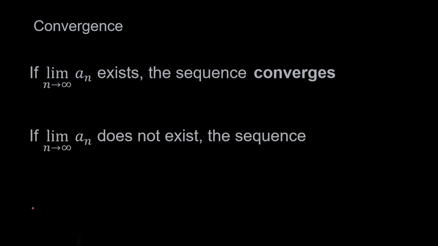Conversely, if the limit of our sequence as n approaches infinity does not exist, then the sequence diverges. So this is the basic idea, the basic definition of it, but it might help to go through the examples we just went through and see whether they converge or diverge, and apply this criteria here. Find that limit of a sub n as n approaches infinity.